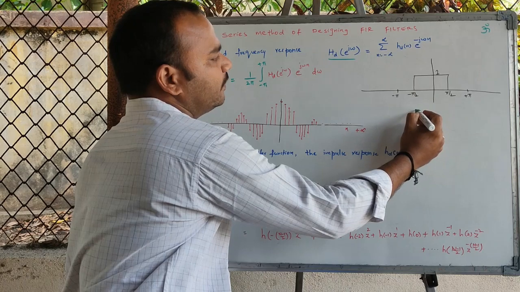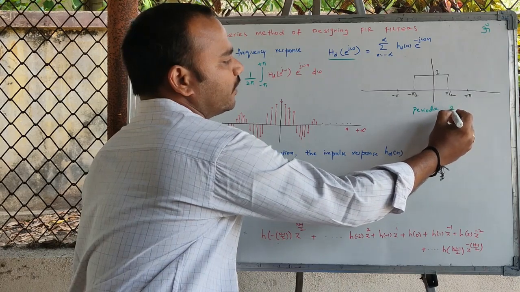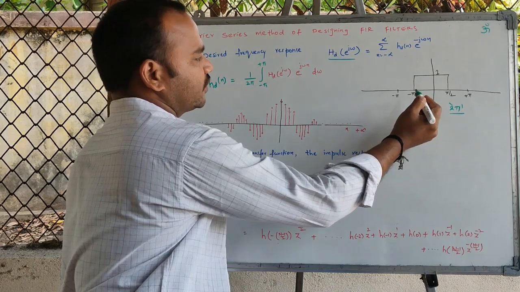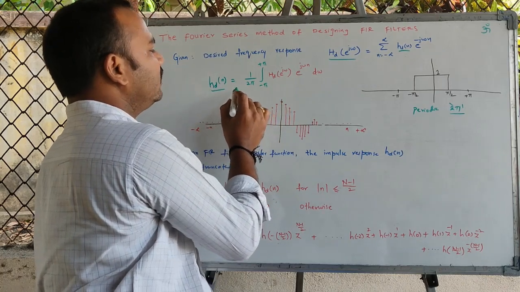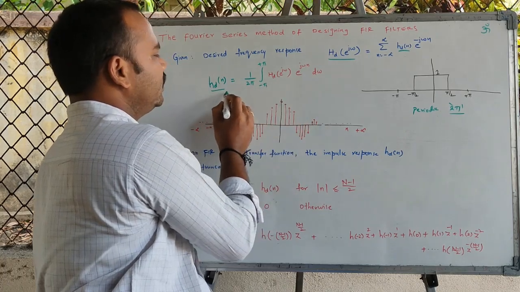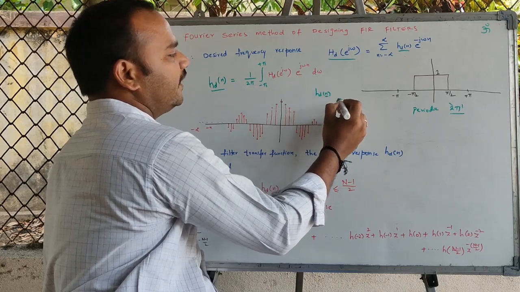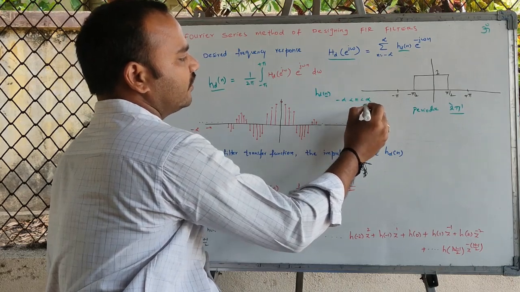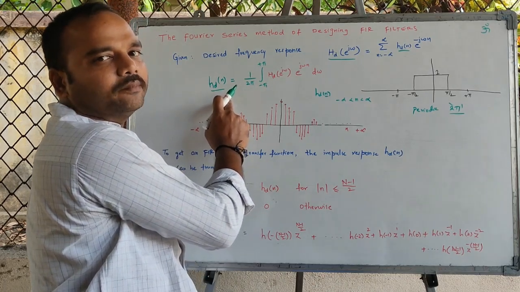This hd of e power j omega is periodic with a period 2 pi. Here is an example frequency response function. If we want to compute the hd of n, then it is the inverse discrete time Fourier transform of the frequency response. Now this hd of n impulse response, the time index n extends from minus infinity to plus infinity. That is, this particular impulse response is IIR, that is infinite impulse response.